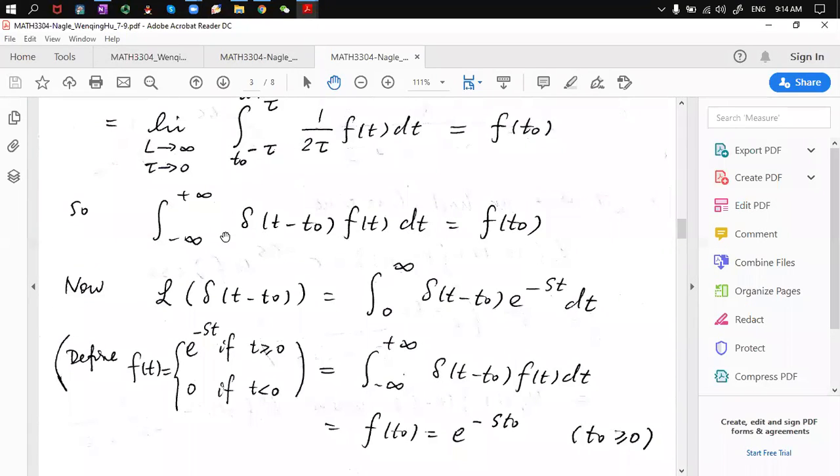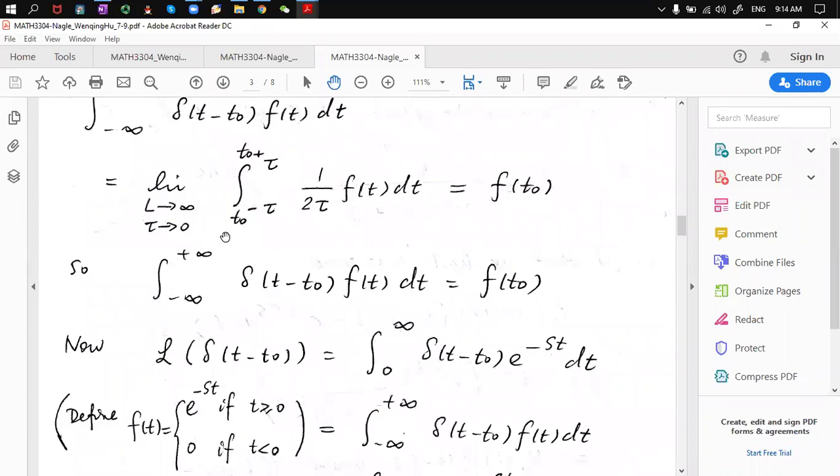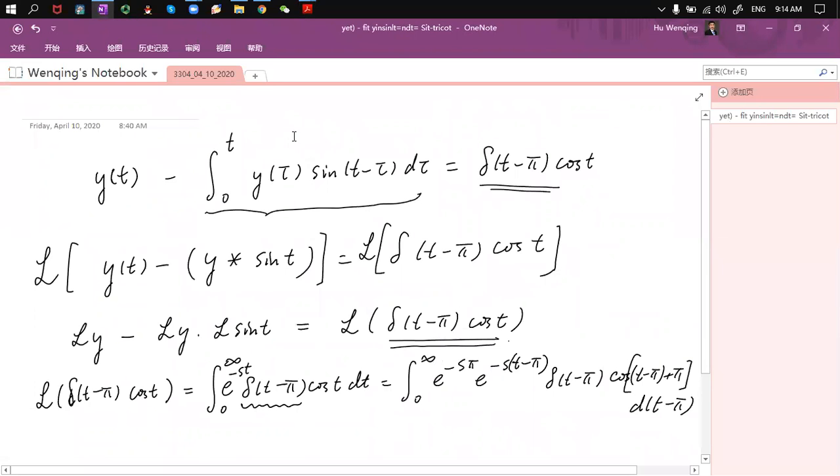If you multiply a delta function t minus t0 by f t dt, it's going to be f t0, right? So if you apply that, you can see that this is going to be just the cosine of pi multiplied by e power minus s multiplied by pi.